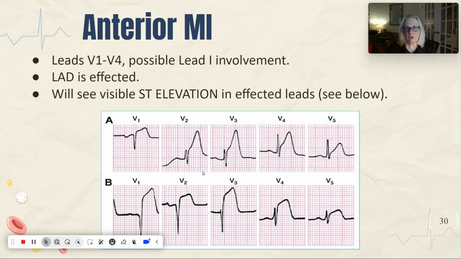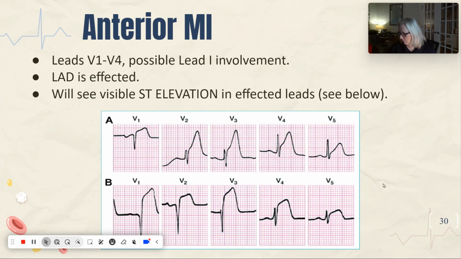We have ST elevation. We learned that elevation means STEMI, right? So in V1, here's our isoelectric line, and this is way above. V2, isoelectric line, J point's up here, way above. Isoelectric line, J point here. Isoelectric line, J point here. Look at this one, way up there. Isoelectric line, J point, isoelectric line, J point. So this is what an anterior MI, or anterior STEMI, looks like on an EKG.